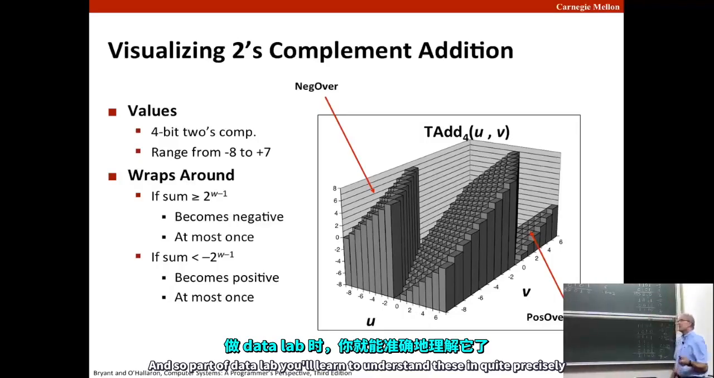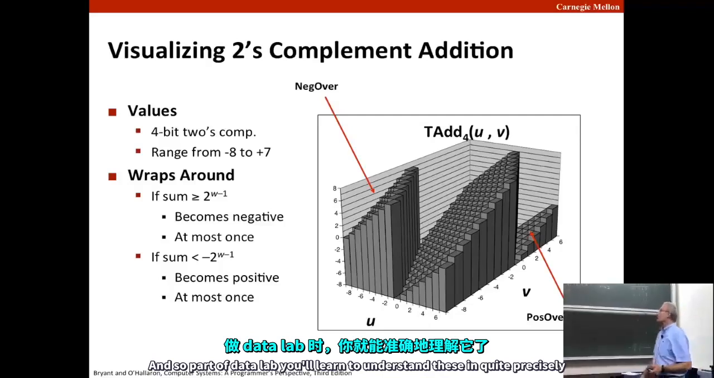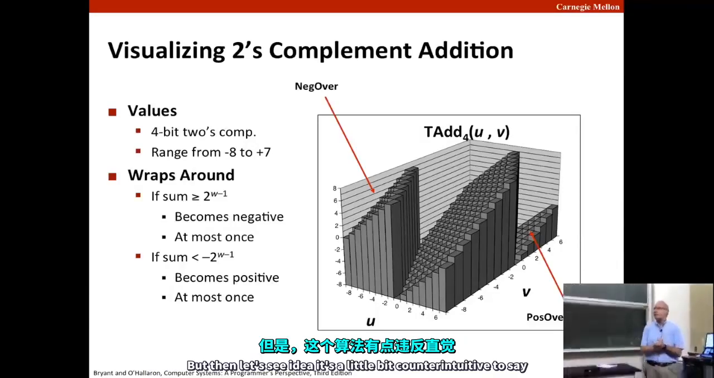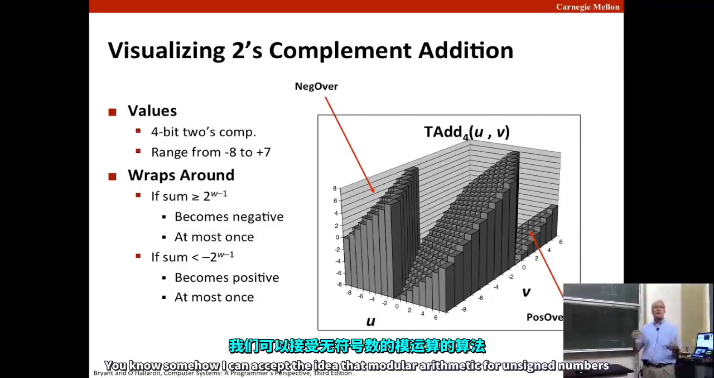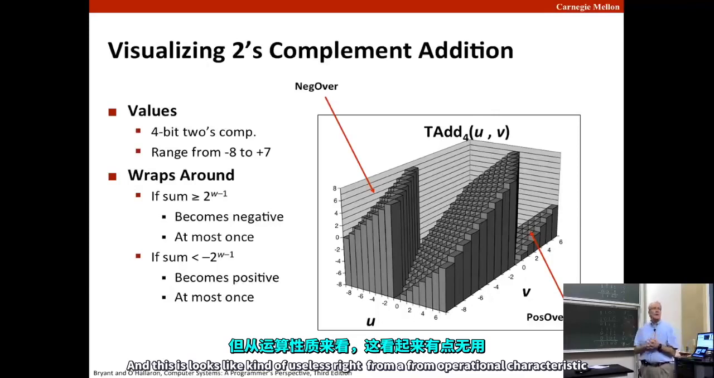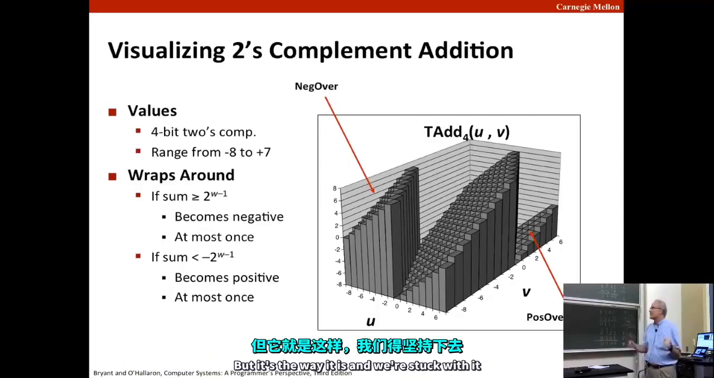And so as part of data lab, you'll learn to understand these quite precisely. But that's the idea, and it's a little bit counterintuitive. I can accept the idea of modular arithmetic for unsigned numbers, there's some sort of mathematical beauty to modular arithmetic. And this just looks kind of useless, right? From an operational characteristic. But it's the way it is, and we're stuck with it.